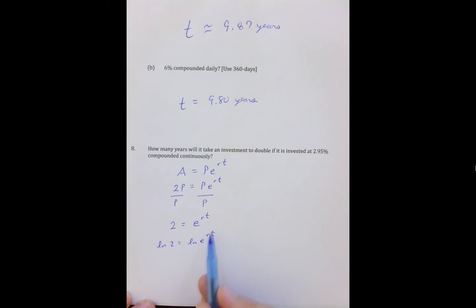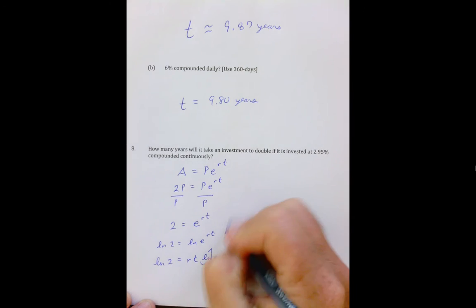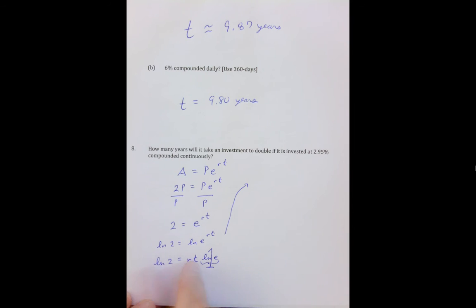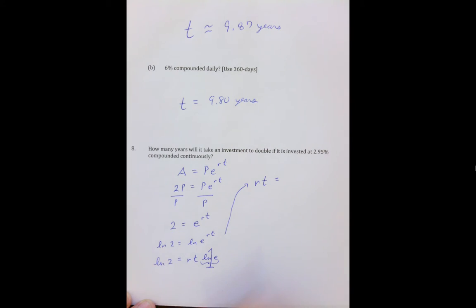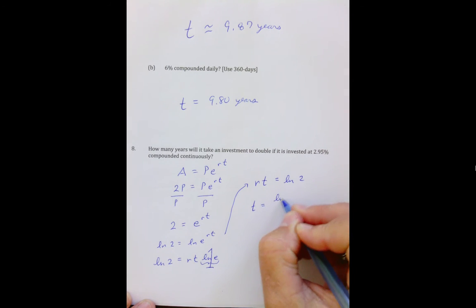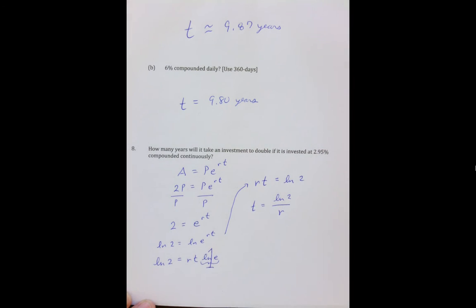You should know by now that we're going to take what's in the exponent and bring it out front. And you should know by now that the natural log of e is just 1. So what we end up with, I'm going to flip these, which is legal, so I'm going to have r times t equals the natural log of 2. And so I've got t equals the natural log of 2 over the rate.